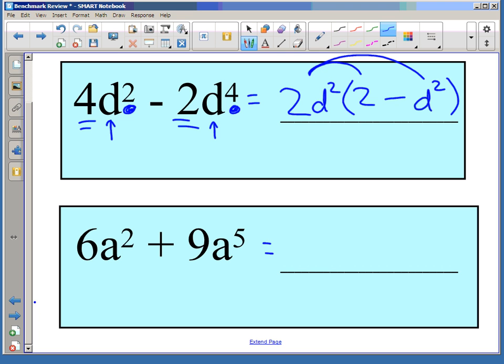All right, by looking at this, the 6 and the 9, the greatest common factor is a 3. And for the a, the lowest exponent that goes into both of them, or the highest exponent, I should say, is a squared. That leaves us with what times 3a squared is 6a squared. It's a 2. And then what times 3a squared gets us our 9a to the 5th? That'll be 3a to the 3rd. And you should check your work by distributing. So this will be factoring out a monomial. We're going to move on to some factoring by grouping.